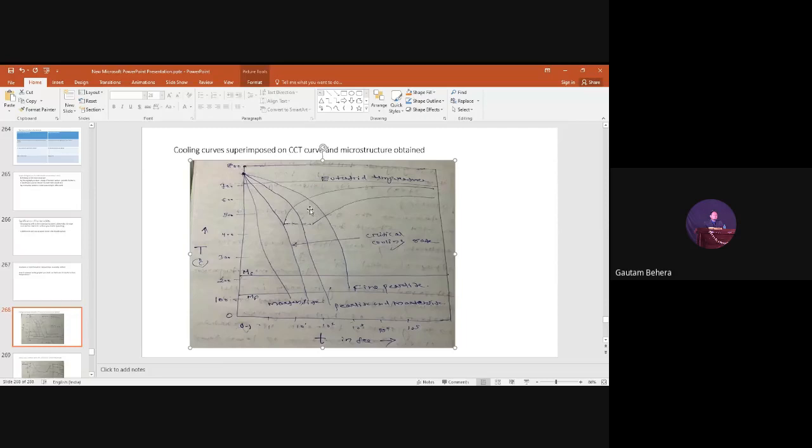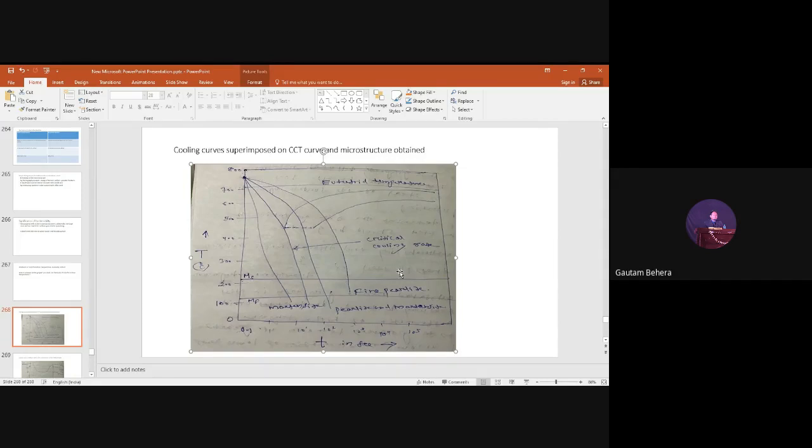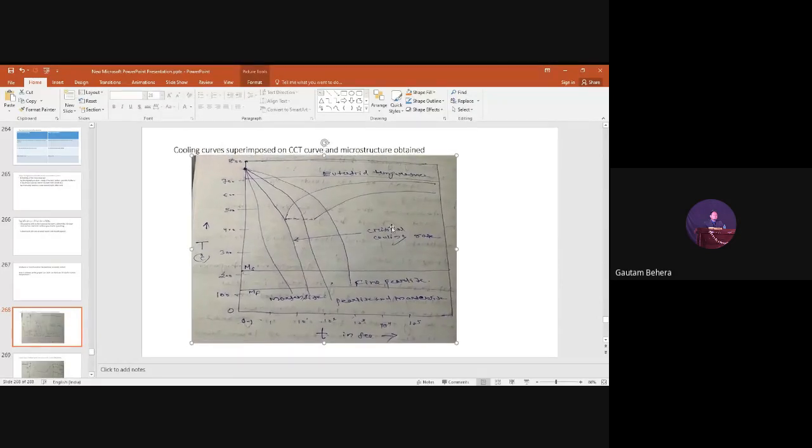My question was, you have to justify with the help of this CCT diagram curve with this cooling curve. If you can correlate, then you can easily tell me the answer. Let me give you a hint. What is this curve showing and what is this curve showing, and this curve is moving like this.